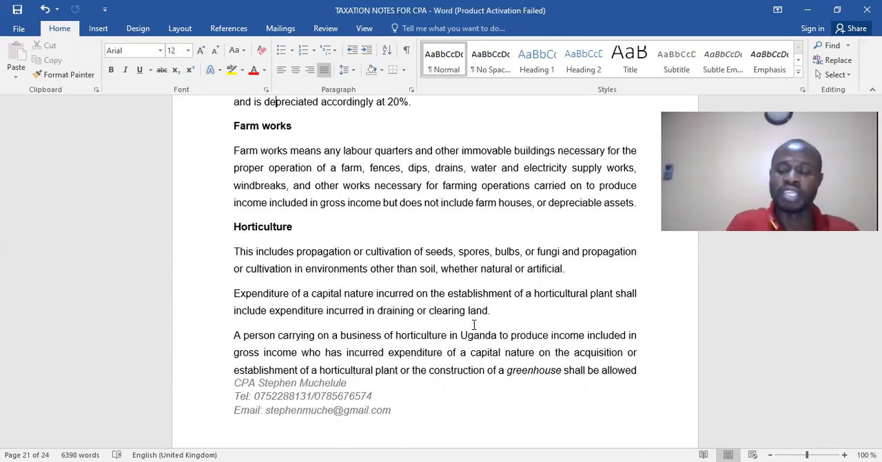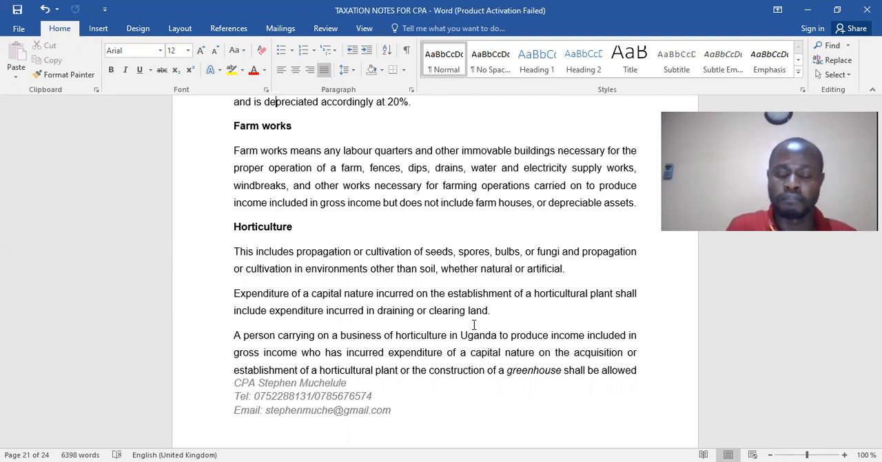So in other words, they separate it. There will be a separate line on your allowable deductions for horticulture related deduction. That means it could be maybe greenhouse allowance or horticultural plant allowance, which is at 20% of the cost.